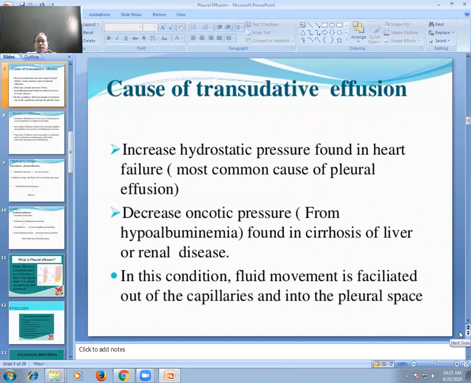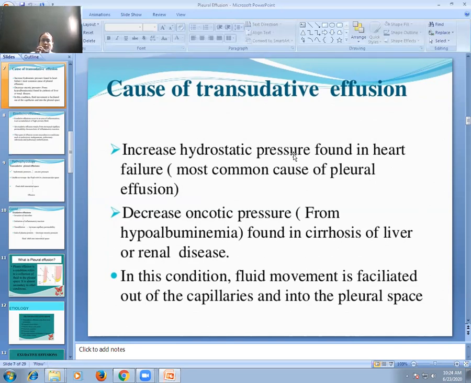Causes of transudative effusion. There are different mechanisms for transudative type of effusion. One is increase in hydrostatic pressure. If the hydrostatic pressure in the capillaries, in the blood vessels, increases, then that results in fluid coming from the vascular compartment into interstitial spaces.